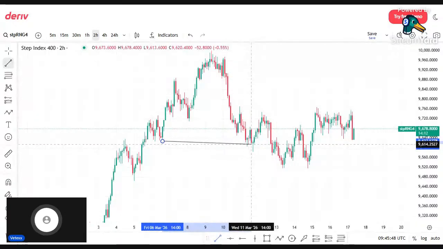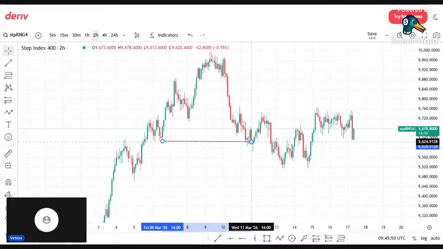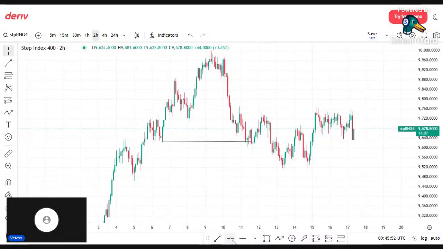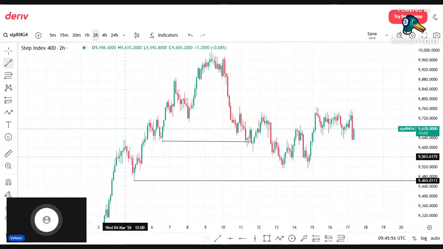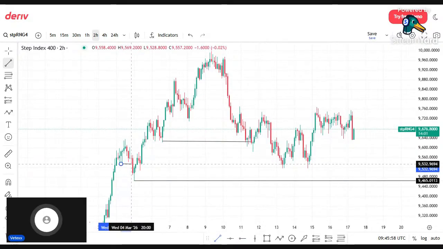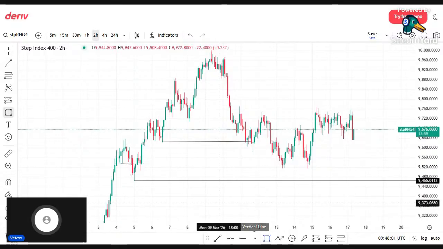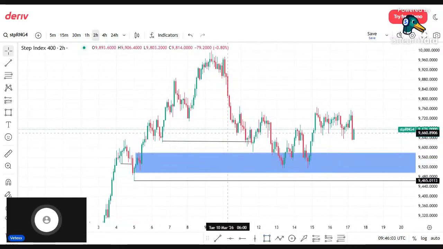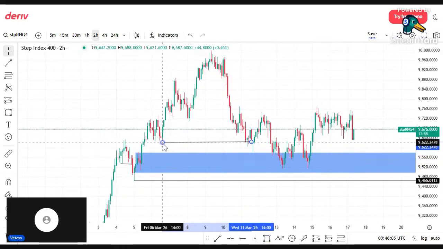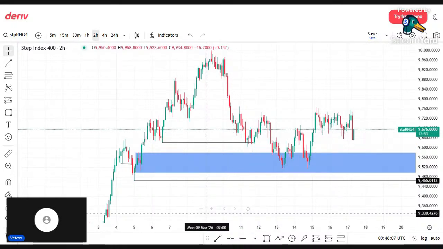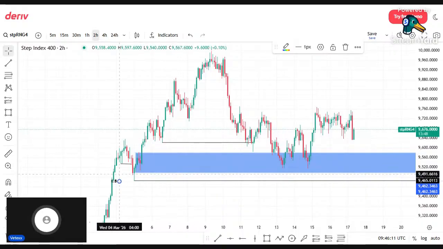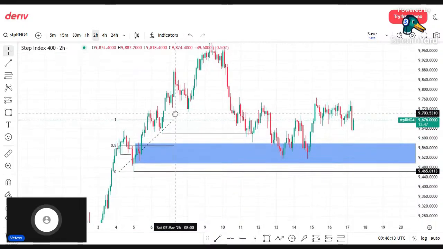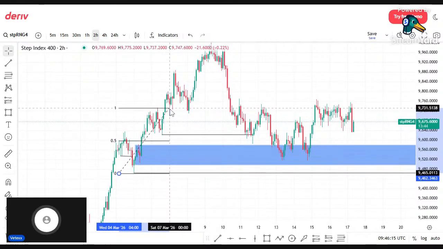So we have structural liquidity, and then we have a protected low, which is here, and then the sweep of liquidity, which is here. So this was our point of interest. But this structural liquidity is not up to 50%. If you take the measurement from this point to this point, it's not up to 50%. So it was not valid.